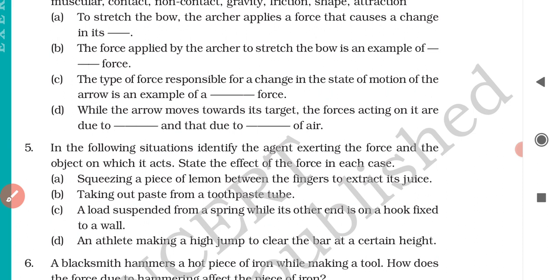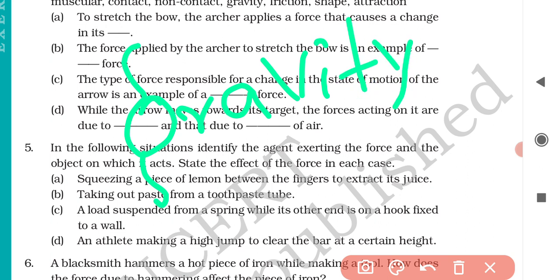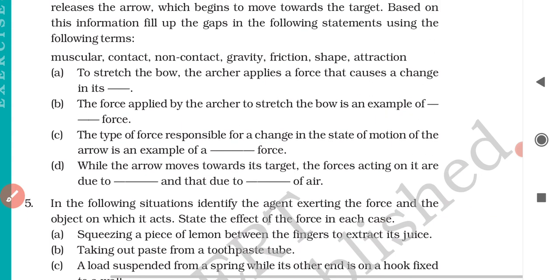Next, D: while the arrow moves towards its target, the forces acting on it are due to dash and that due to dash of air. So while the arrow moves towards its target, the forces acting on the arrow are due to what? Are due to gravity, and that due to friction of air. You have to write gravity and friction in the two gaps in sentence number D. Clear? So these are the answers of question number 4.